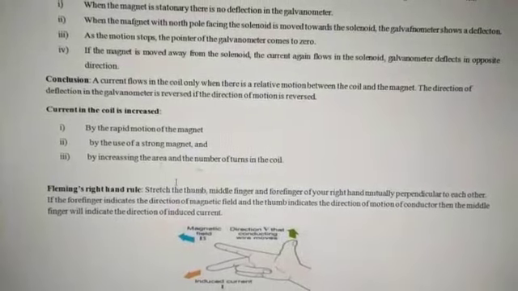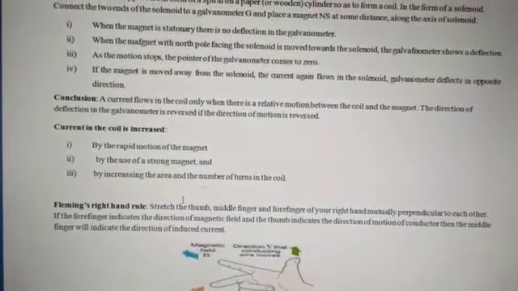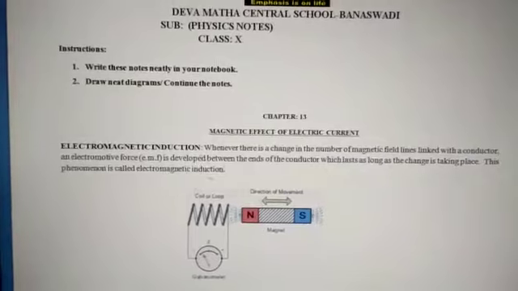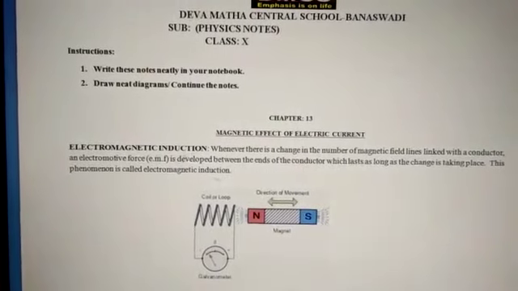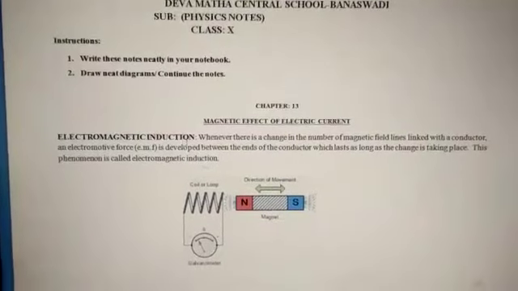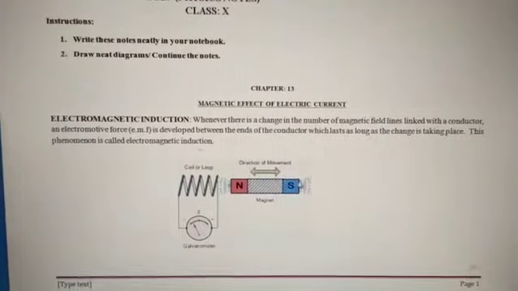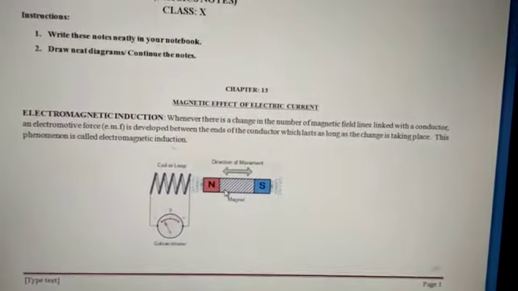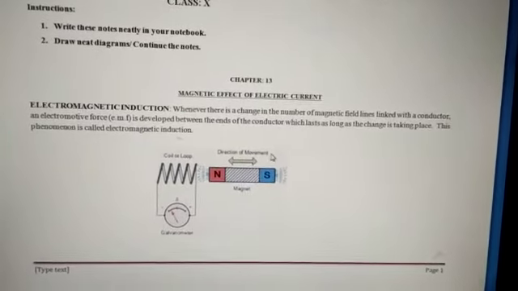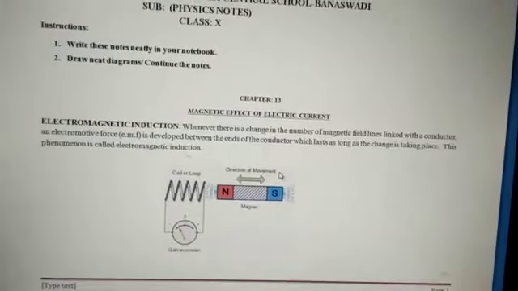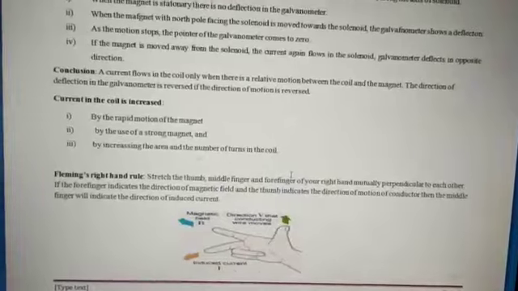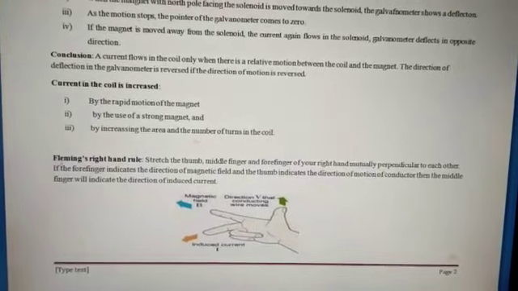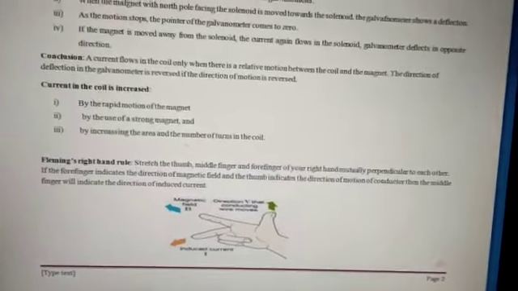In the last class, we discussed one important thing called electromagnetic induction. What is that? Induction. You already know electromagnetic induction. What does electromagnetic induction lead to? Another important concept here is Faraday's law. Next, we have Fleming's right hand rule now.